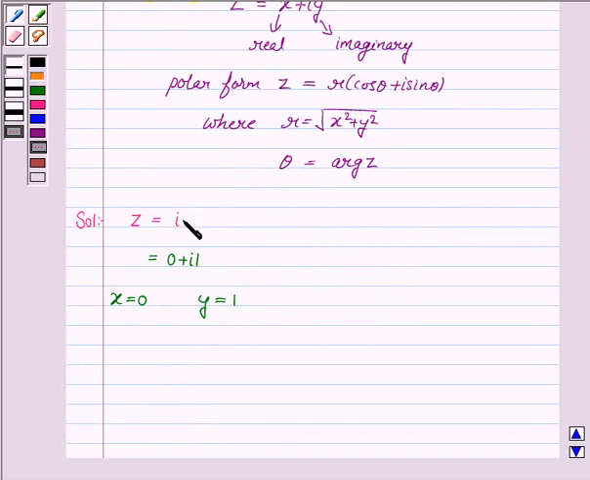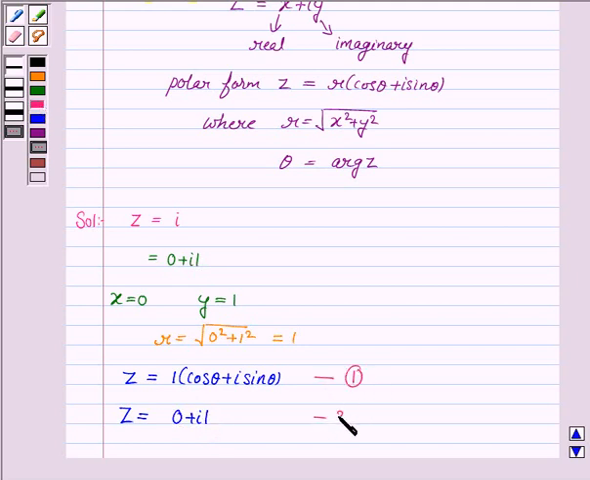Now to convert iota in the polar form, we need to obtain r and theta. So let us first obtain r, which is equal to root of 0 square plus 1 square, and it is equal to 1. Now z in the polar form can be written as r, that is 1, into cos theta plus iota sin theta. Also z is equal to 0 plus iota into 1. Let's call this equation 1 and this 2.